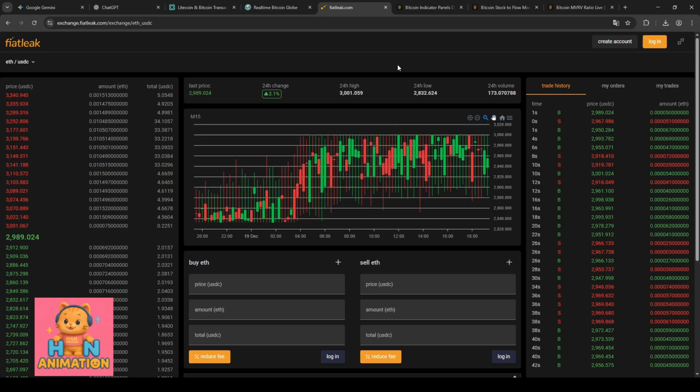A disciplined approach is to classify the environment into one of four regimes: trending up with rising liquidity, trending up with tightening liquidity, trending down with tightening liquidity, and mean reverting range conditions. In trending up with rising liquidity, trend following and buying pullbacks tends to work. In trending up with tightening liquidity, position sizing matters. Upside can continue, but drawdowns can be sharper and more frequent.